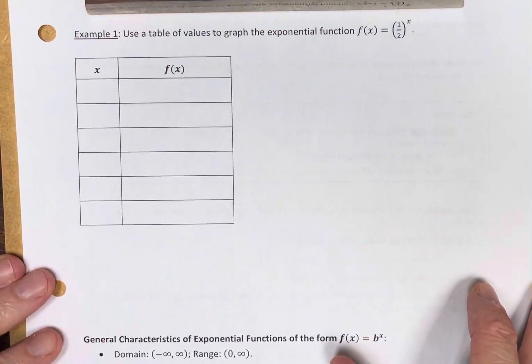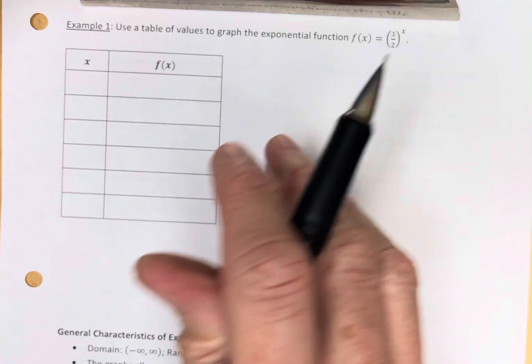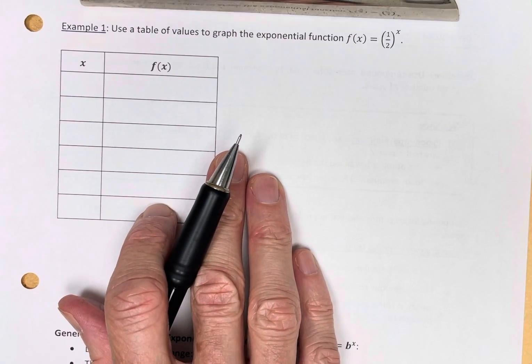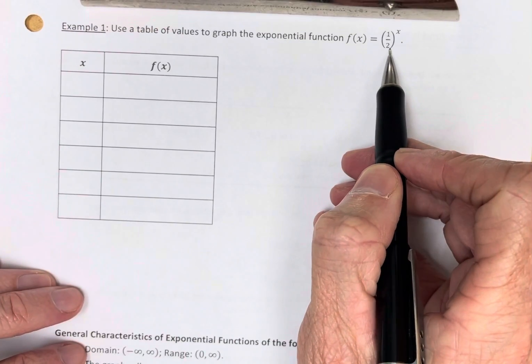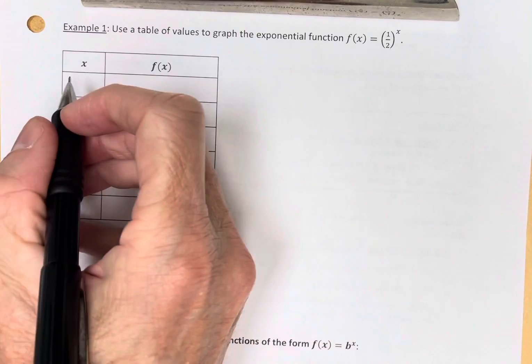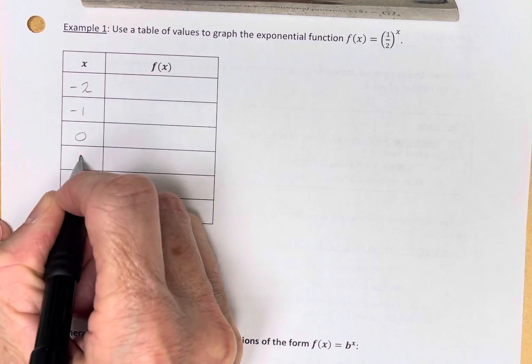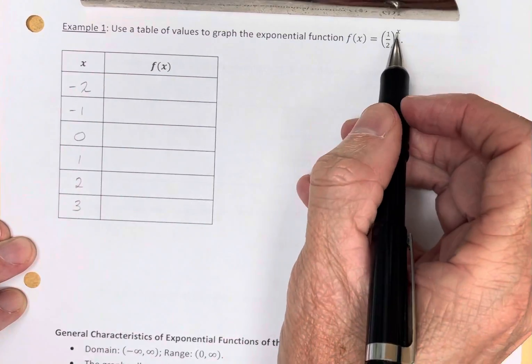Okay, in this case, I'm going to have the base be a half. So it's still a positive number, but now it's a proper fraction. It's a number between 0 and 1. Okay, so now let's do the same thing. Table of values, I'll go from -2 down to 0 and back up to 3. And then I want to put my x values into here.